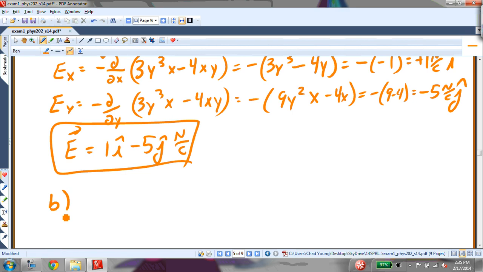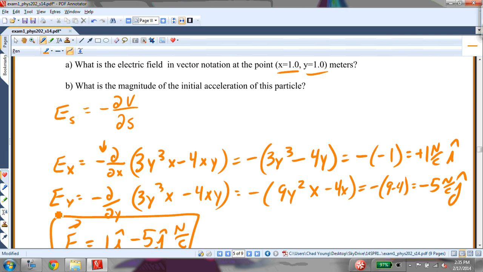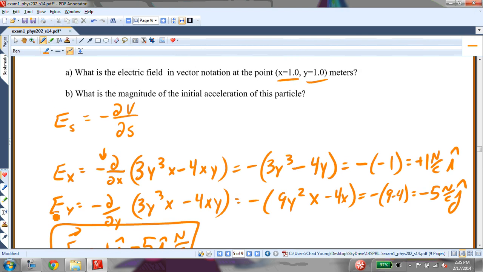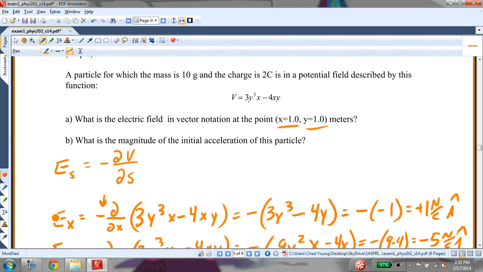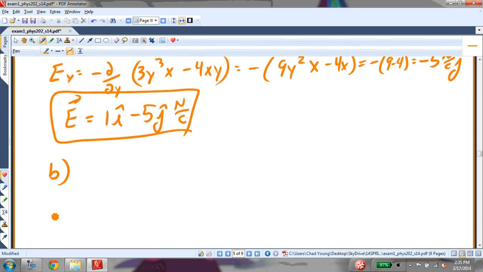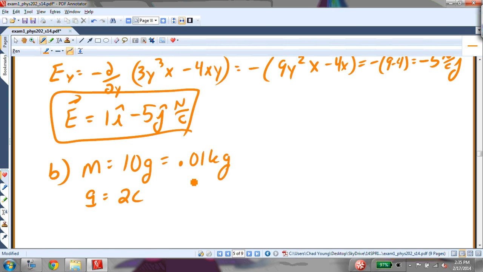And then for part B, I wanted to know what is the magnitude of the initial acceleration of this particle. So I have a couple of pieces of information. I know that it's 10 grams and the charge is 2 coulombs. So the mass is 10 grams and the charge of this mass is 2 coulombs. 10 grams is 0.01 kilograms. Move it over 3 places, the decimal place, and that gives my mass. I have the electric field, but I want to know the magnitude, so I'm going to figure out the magnitude of that electric field. That's going to be 1 squared plus 5 squared, the square root of that, and I get 5.1.